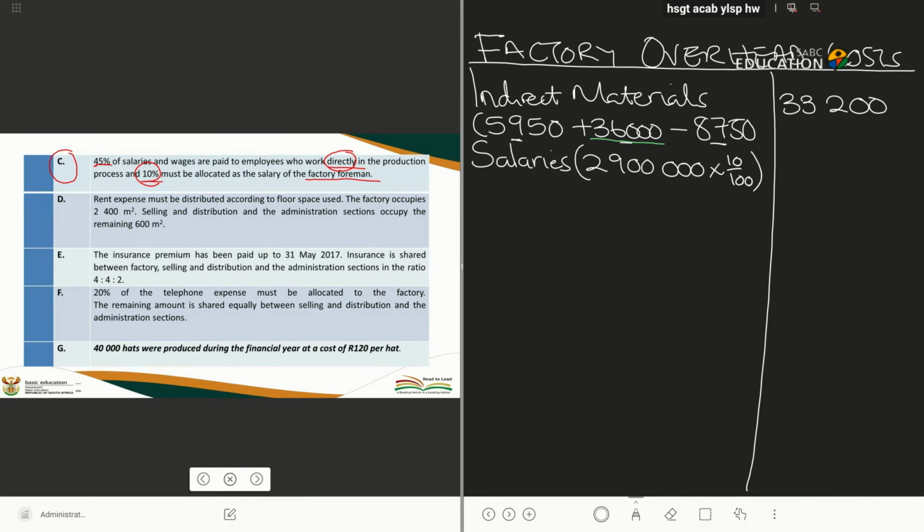10%. So it's going to be your 2.9 million multiplied by 10%. Boys and girls, you will have on your calculator 290,000.